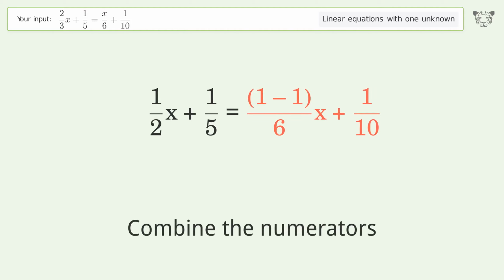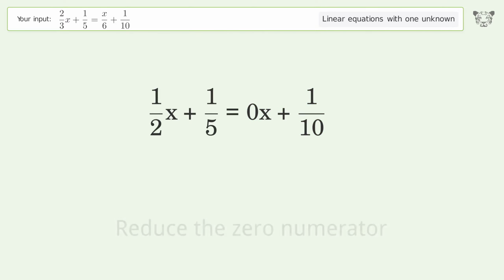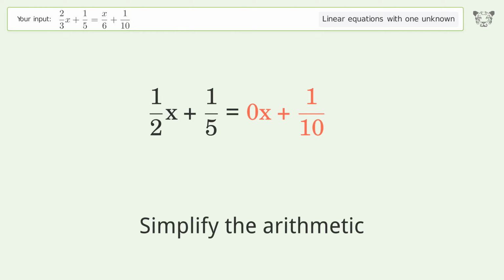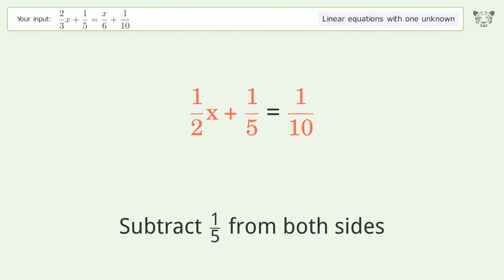Combine the numerators. Reduce the zero numerator. Simplify the arithmetic. Group all constants on the right side of the equation. Subtract 1/5 from both sides.